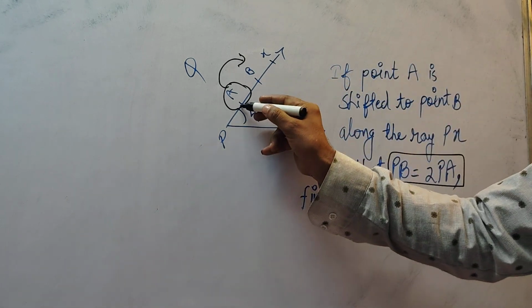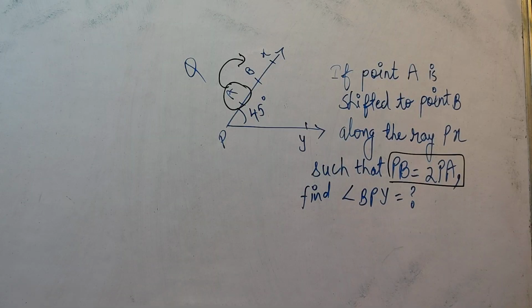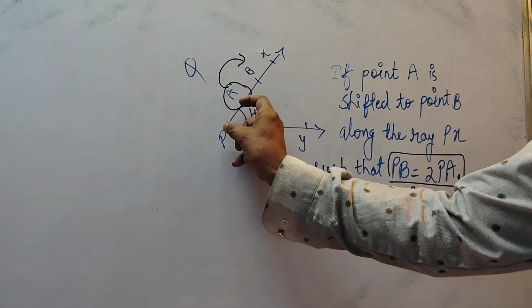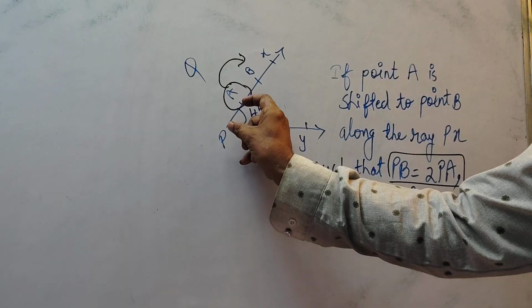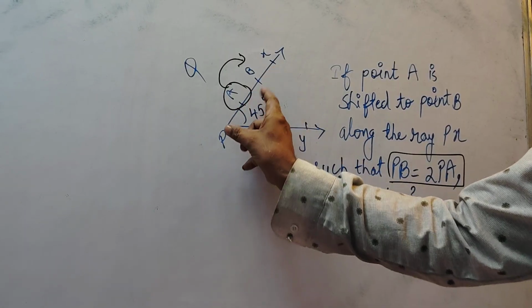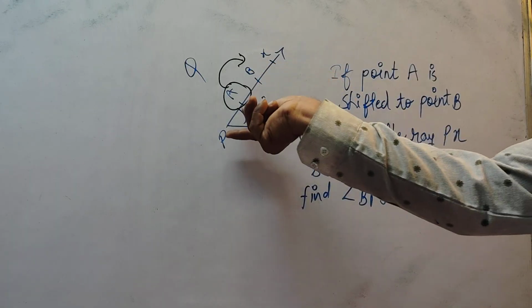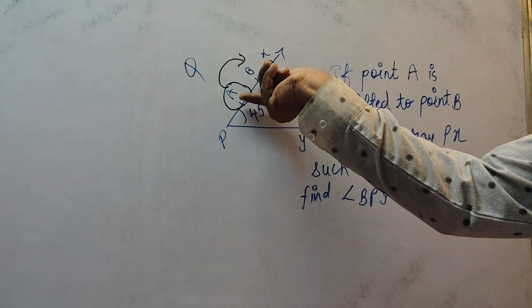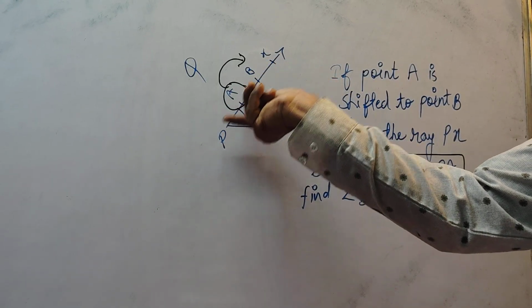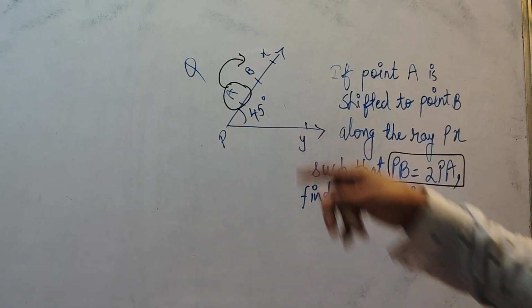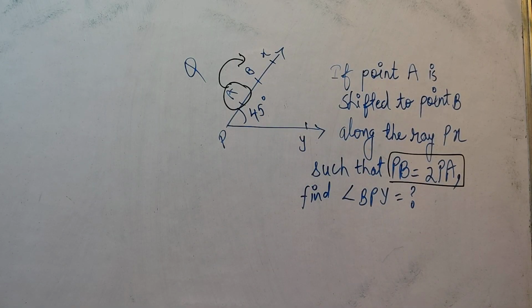It means point A is the middle of PB, because PB is 2 times PA. Twice means PA and AB are equal. So this is PA, this is also PA, because both parts are equal, so twice PA is PB. So angle BPY we have to find out. What is the angle BPY?